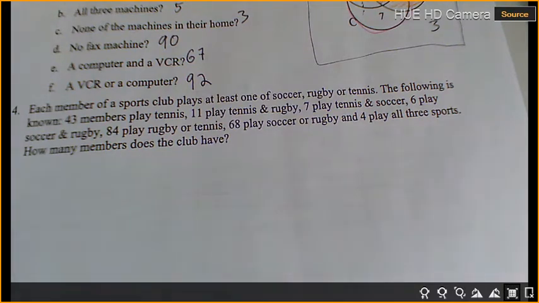All right. Each member of a sports club plays at least one of soccer, rugby, or tennis. The following is known. 43 members play tennis. 11 play tennis and rugby. 7 play tennis and soccer. 6 play soccer and rugby. 84 play rugby or tennis. 68 play soccer or rugby. And 4 play all 3 sports. How many members does the club have?